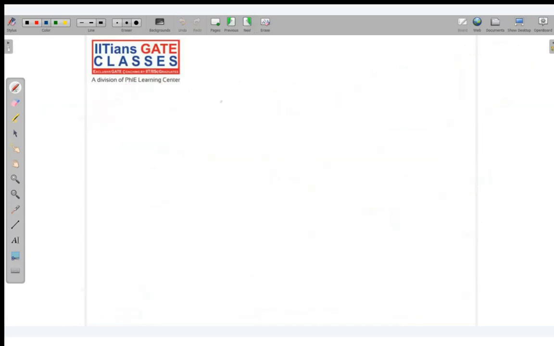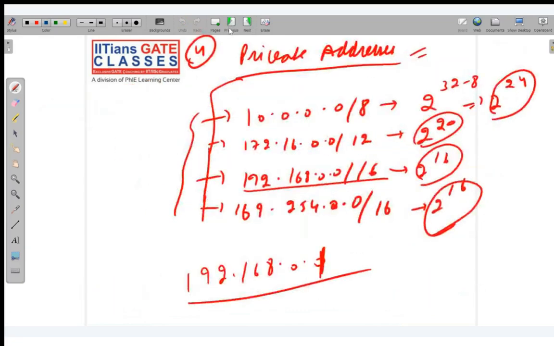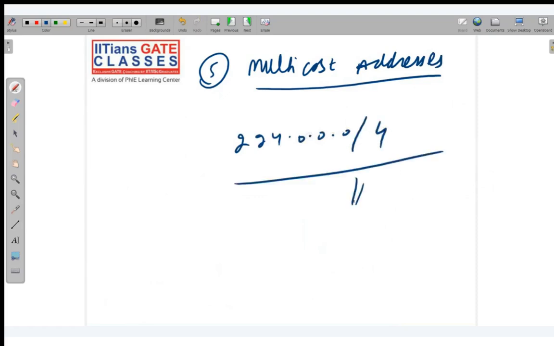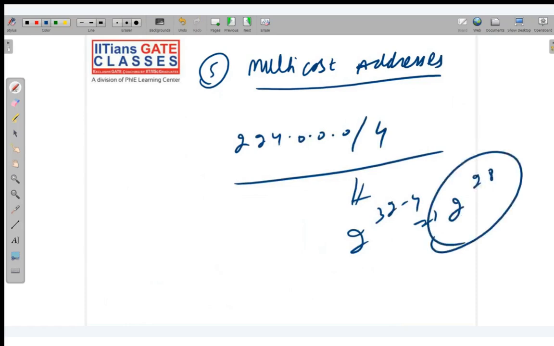So next address, how many have we done? 4. Now I'm going to tell you the fifth special address. Fifth is multicast addresses. Multicasting is not in the GATE syllabus, that's why I'm not going to tell you how multicasting is done. Multicast addresses, I should say, because I'm telling you the list. That is 224.0.0.0/4. /4 means 2 power 32 minus 4, so 2 power 28 IP addresses are reserved for multicasting.